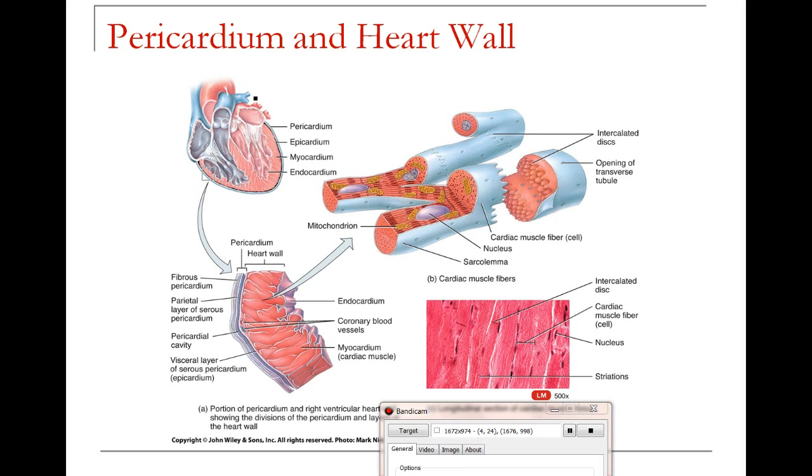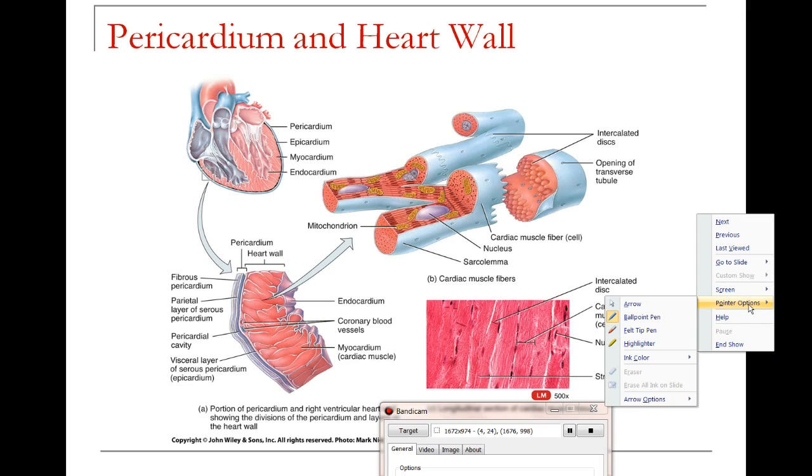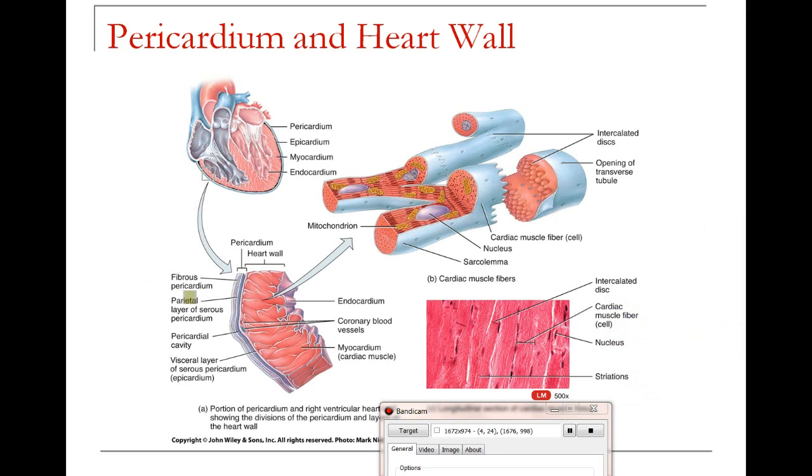Okay, now, the pericardium and the heart wall. So if we look at this up close, you can kind of see. They took this little area right here and they blew it up. So here's the fibrous pericardium. That's the thick layer. And right next to it is going to be the parietal layer. Then that blue line is the pericardial cavity with the fluid, and then the visceral layer.